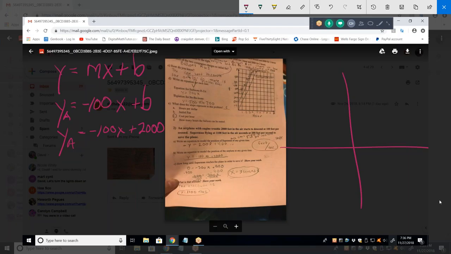What is Superman's equation? Y equals 200x plus 1,100. In other words, his starting height is 1,100, and his rate of change is he's flying upwards at 200 feet per second. And remember, speed is m. That's what slope is, that speed. Okay? So there's your two equations.